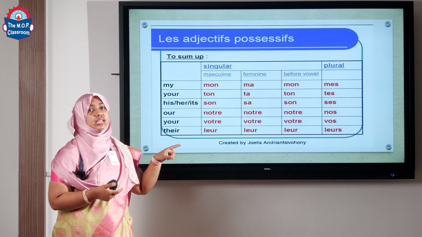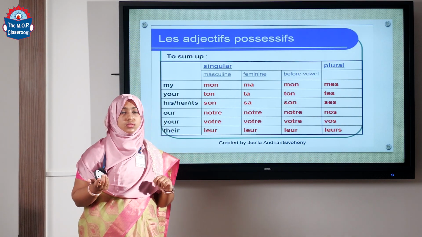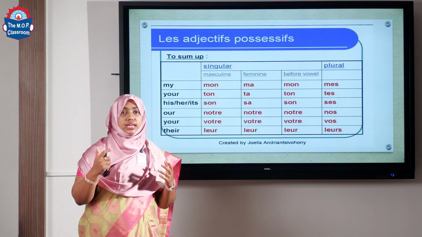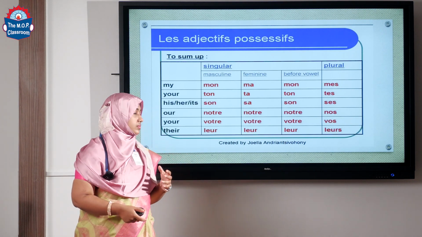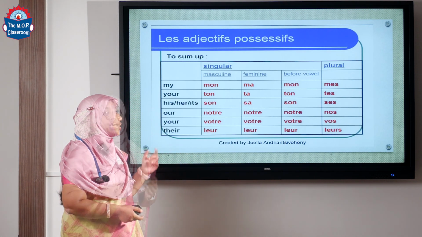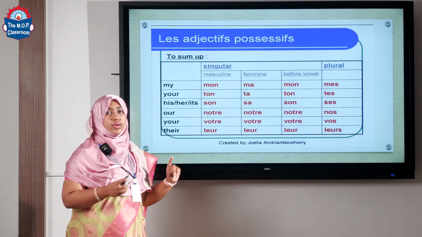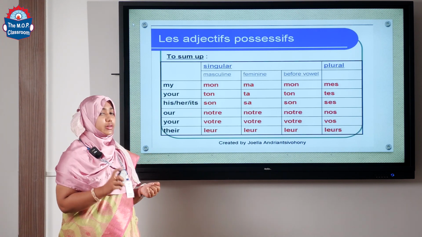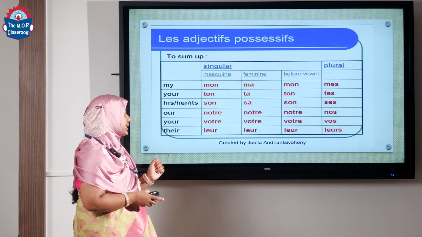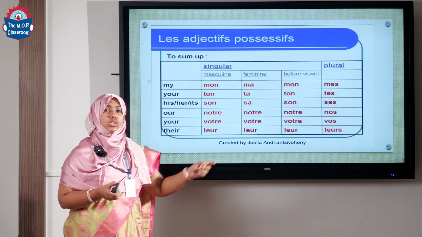Son, sa, ses. Son, sa, ses can be translated as both his or her, because here, unlike English, we see the gender of the object, not the person. Then we have notre, notre, nos. As you can see, for both masculine and feminine, it is the same, notre and notre. Then we have votre, votre, vos. Then leur and leur. The pronunciation is the same, leur and leur, even though it ends with an S.